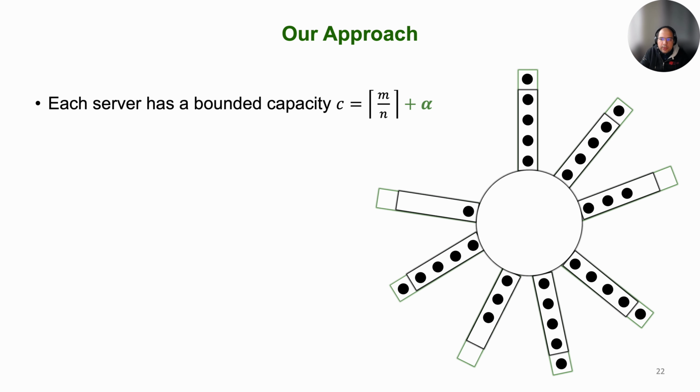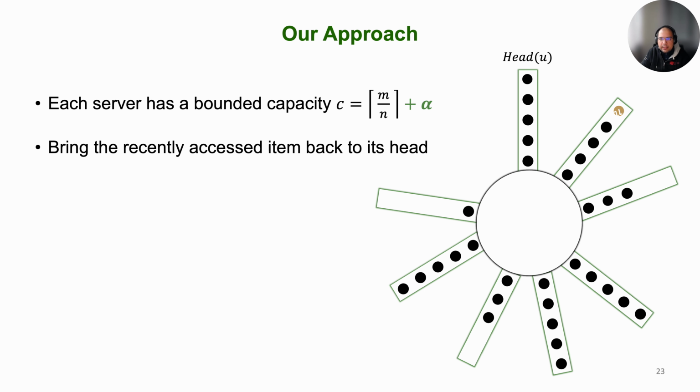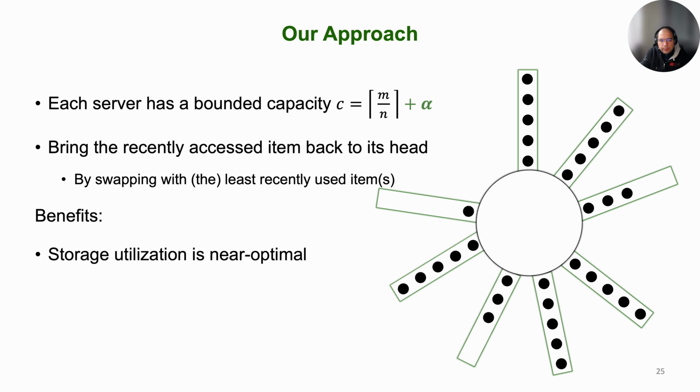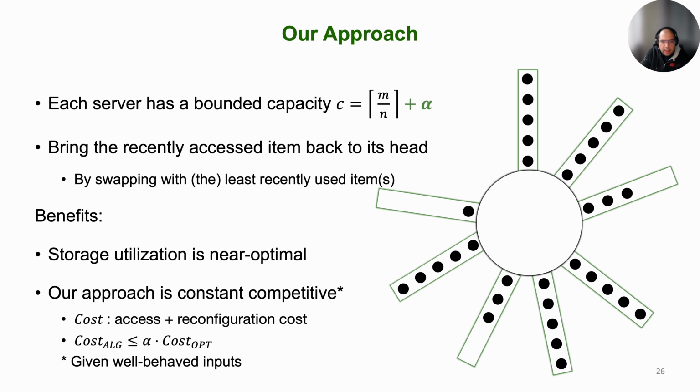And the other point here is that this is where our demand-driven part comes into play: when we want to move some items, when we are searching for an item, we also bring it back to its own head. So if we had an item U here, we bring it back to its original head, where you should be looking for it step by step by moving items between servers. So here we can be as close to optimal storage utilization as possible.